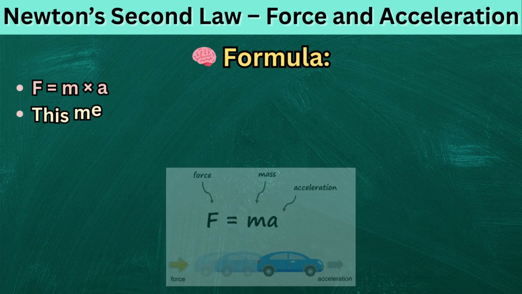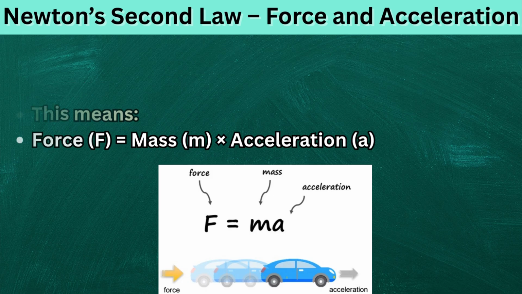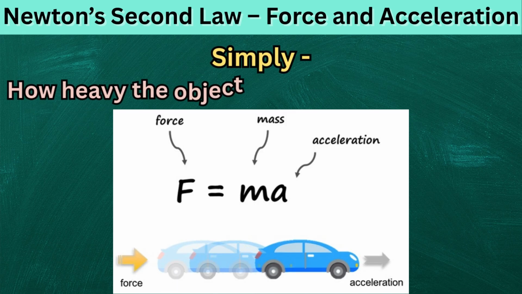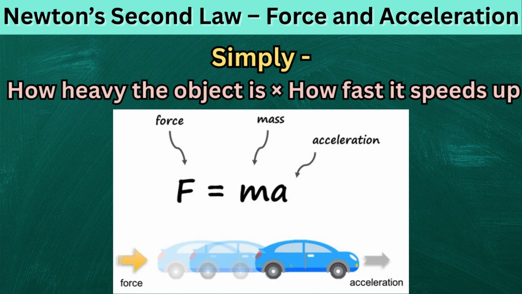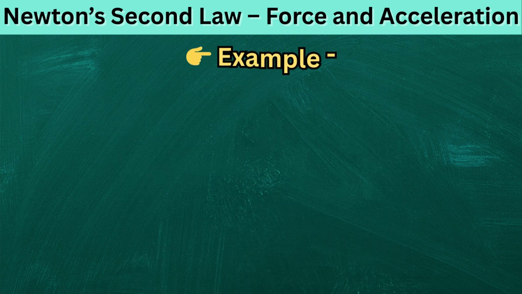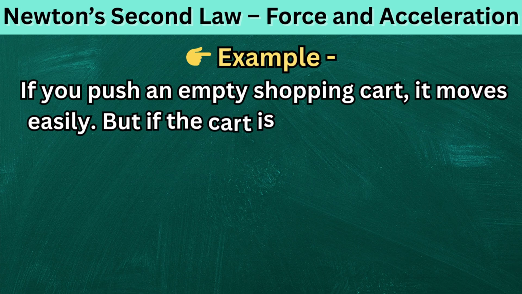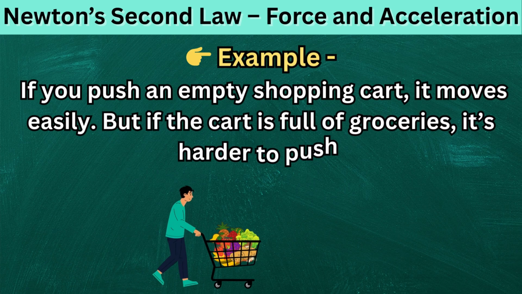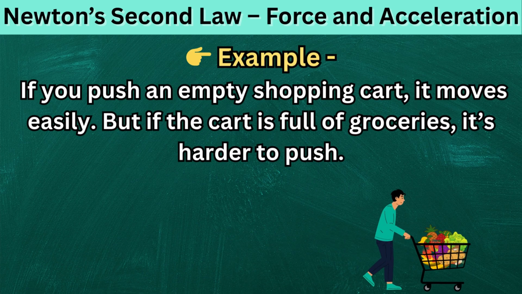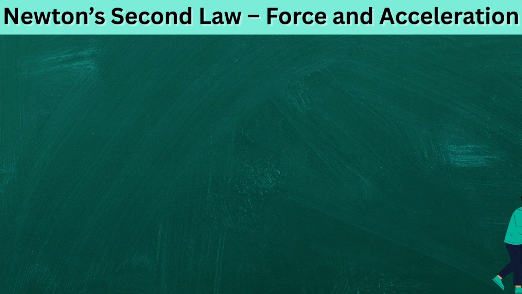Formula: F = ma. This means force F is equal to mass m multiplied by acceleration a. Simply, how heavy the object is multiplied by how fast it speeds up. For example, if you push an empty shopping cart, it moves easily. But if the cart is full of groceries, it's harder to push. So heavier objects need more force to move fast.